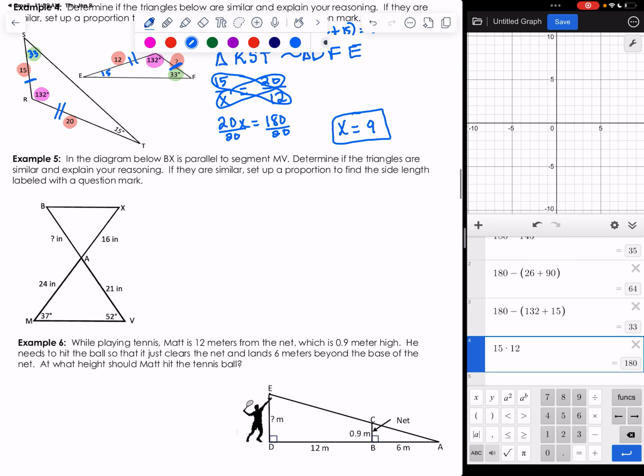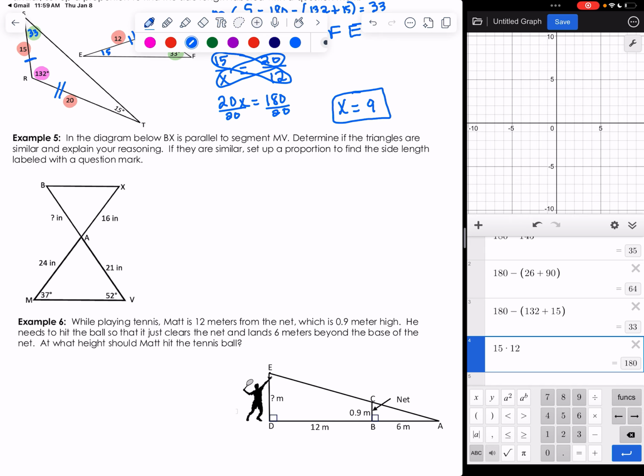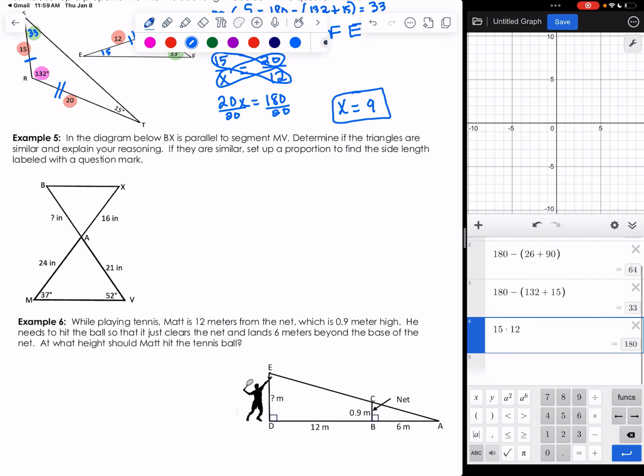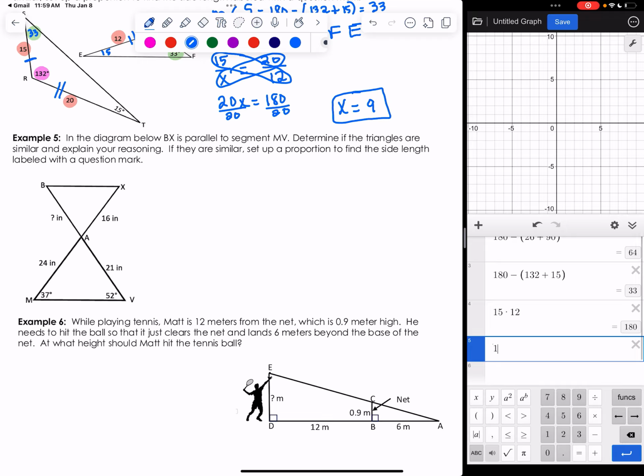All right, example 5. In the diagram below, BX is parallel to segment MV. Determine if the triangles are similar and explain your reasoning. Now, the first thing I want to do is look at the larger triangle, the triangle on the bottom. I want to find the missing angle in that triangle. So I'm going to find the measure of that angle by taking 180 and subtracting the sum of the other two angles, which is 37 plus 52. So that's 91. So I know this is 91 degrees.